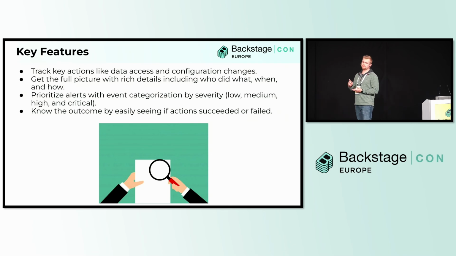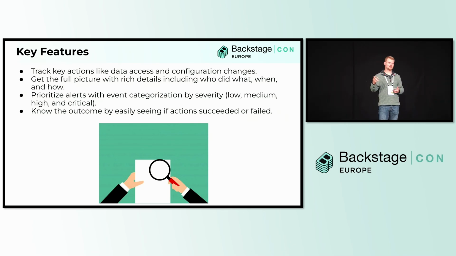You can further prioritize it by having different severity levels. You have low, medium, high, and critical events. So that way, whether you're in Splunk or Elasticsearch, whatever service you're using to collect these logs, you can accurately categorize them and know which events you need to look for.